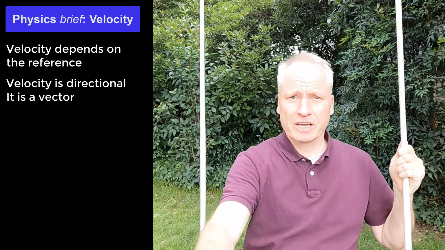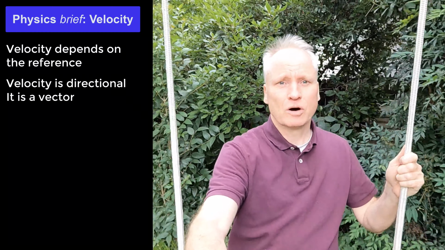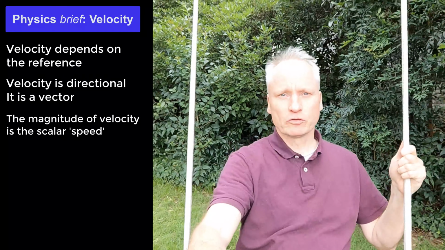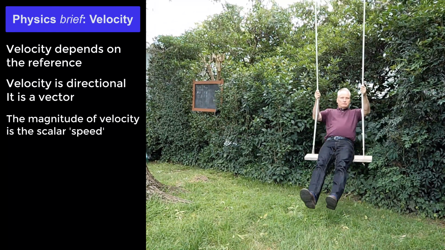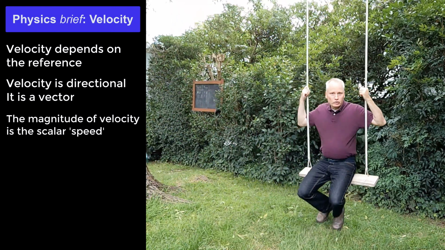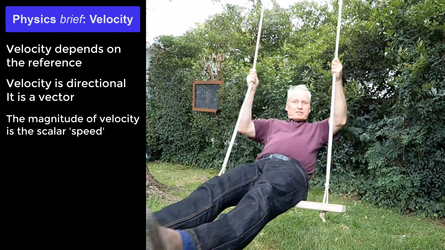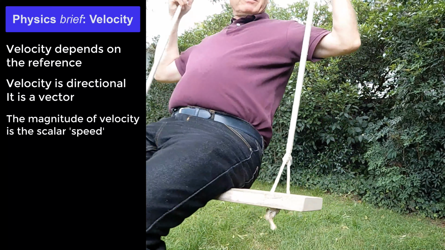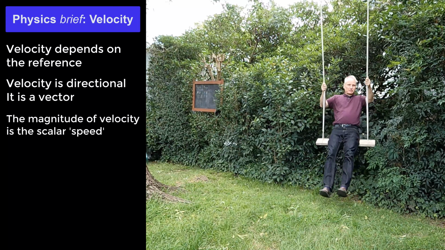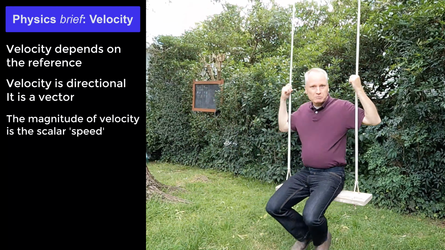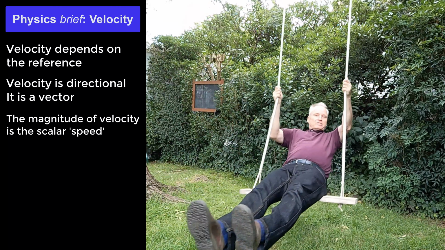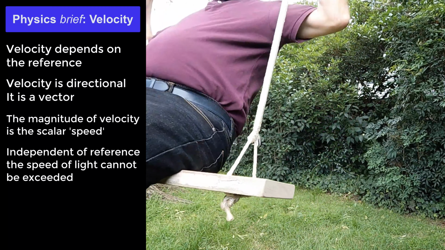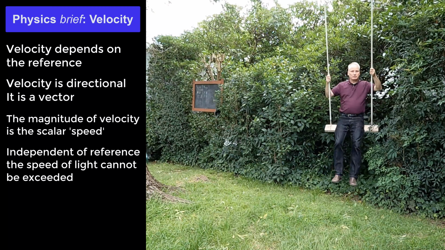Velocity is a vector. I can have a forward velocity or I can have a backward velocity. The magnitude of that vector we call speed. If I could go faster and faster and faster. Although physics tells us that with respect to any reference system, there is a maximum speed. That's the speed of light in vacuum. That cannot be exceeded. That's due to relativity.